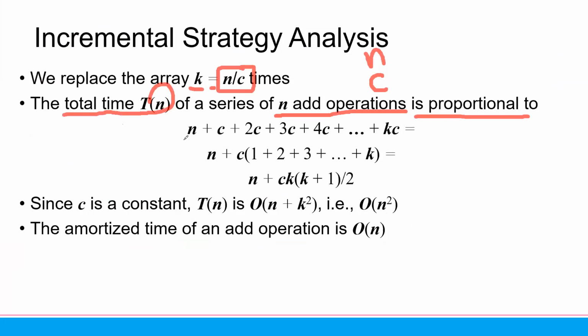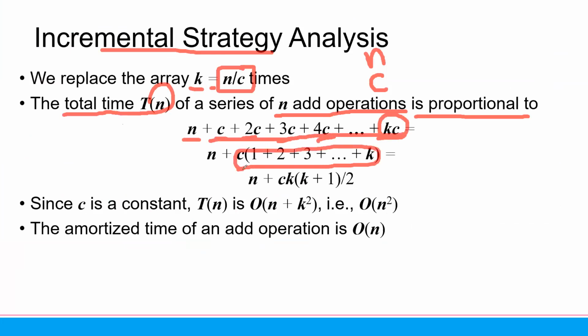So if I want to add n items, whenever I do the growing with the incremental strategy, the first will be constant C, the next will be 2C, the next will be 3C, the next will be 4C, and so on until we have kC. We know that this is a sequence C plus 2C plus 3C plus 4C until kC. We can simplify it as C multiplied by (1 plus 2 plus 3 until k).